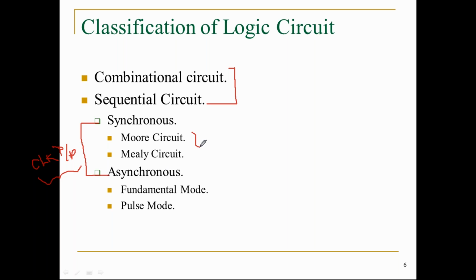Then, according to the concept adopted during the design process, one is the Moore circuit and another one is the Mealy circuit. In your competitive examination, a question may be possible from this particular topic, either Moore circuit or Mealy circuit based design. Then again, fundamental mode operation and pulse mode operation in asynchronous sequential circuits, that's all. Again, it is for your exam point of view.